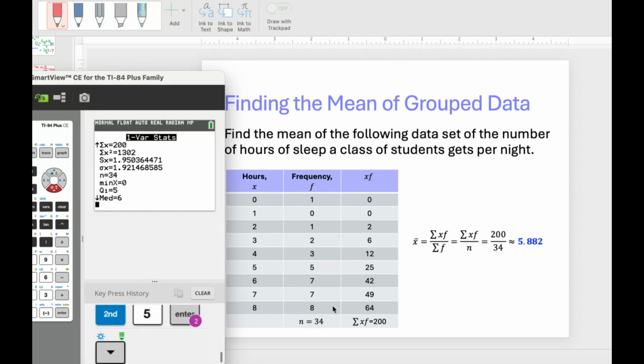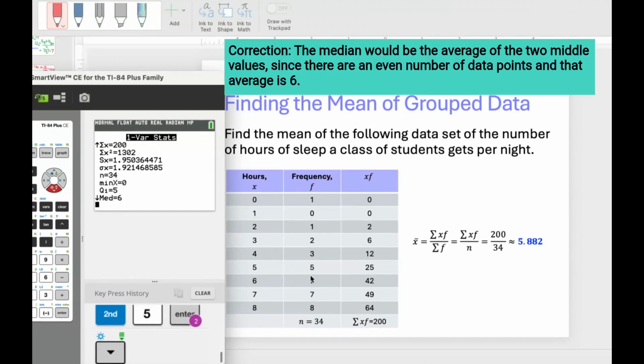write out 34 data points, right? There would be 8 of them that were 8. There'd be 7 of them that are 7, 7 of them that are 6, and 5 of them that are 5, 3 of them that are 4, 2 of them that are 3, 1 of them that's 2. We wouldn't have any ones written down because there's a 0 frequency there, and there'd be 1, 0. So all of that would be written out, and the median would just be the middle value, which would come out to be 6.